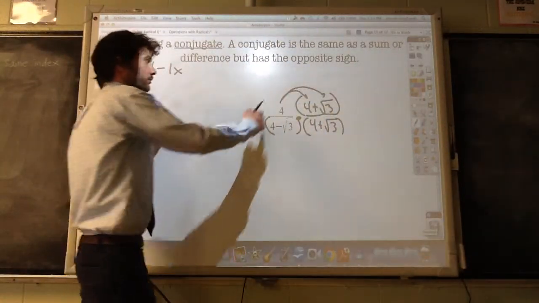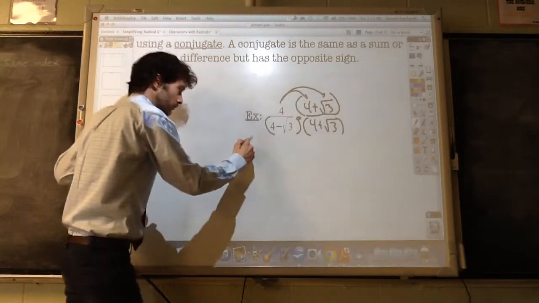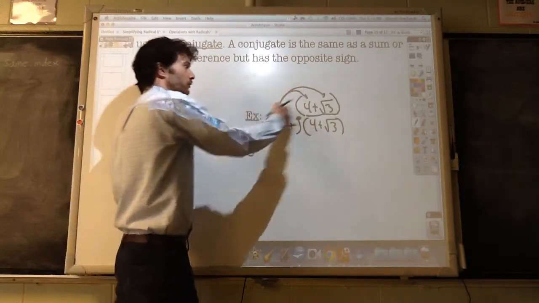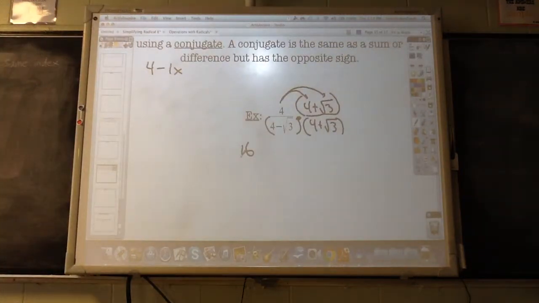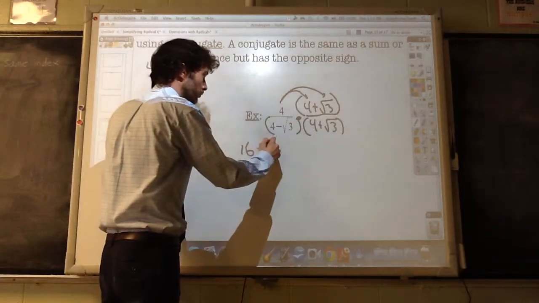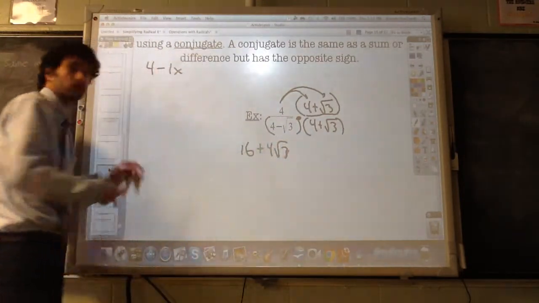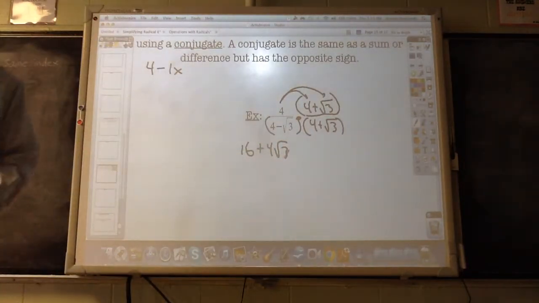On the top, 4 times 4 is 16. What is 4 times the square root of 3 equal? That's what it equals. There's nothing else I can do. 4 times the square root of 3 just equals 4 times the square root of 3. The same way if I asked you what does 4 times x equal, you'd say 4x. I mean, that's just all you can do, right?